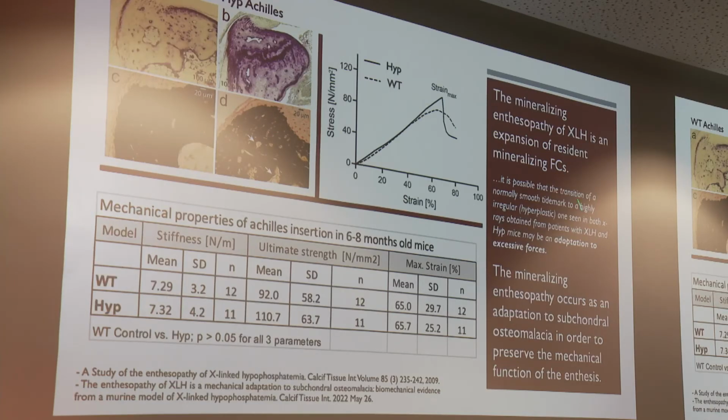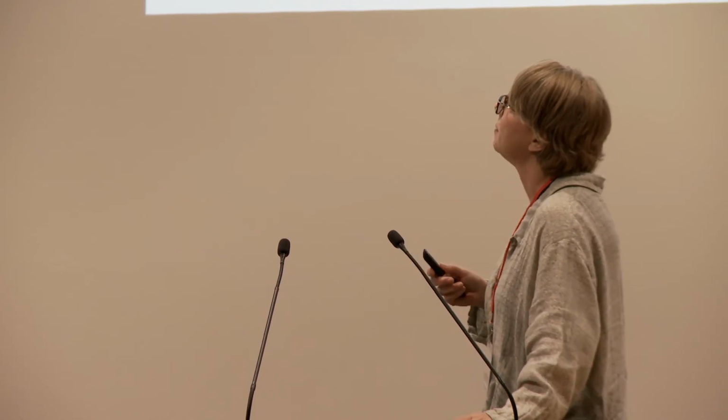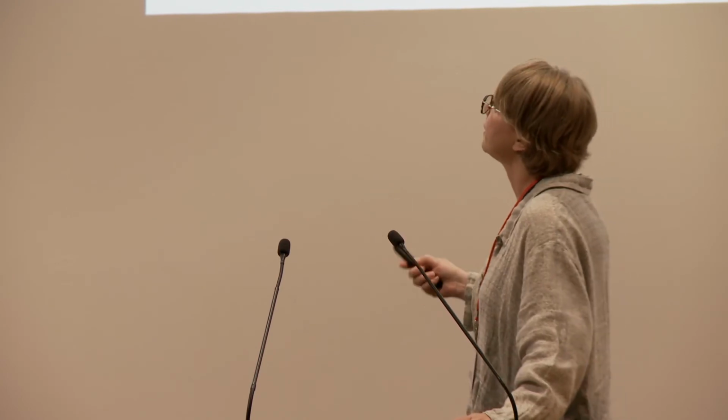So in that original paper in 2009, I wrote this in the discussion: it is possible that the transition of a normally smooth tide mark to a highly irregular hyperplastic one, seen in both x-rays obtained from patients with XLH and Hyp mice, may be an adaptation to excessive forces. So I always assumed that this was something where we have too much irregular mechanical force on an enthesis. And so the hypothesis would be that if these hyperplastic fibrochondrocytes are doing their job, the mechanical properties of these tissues should be the same.